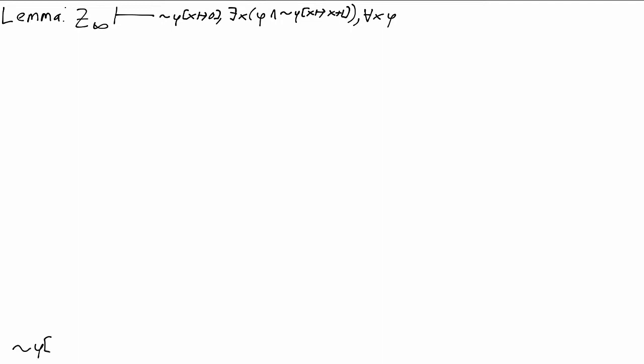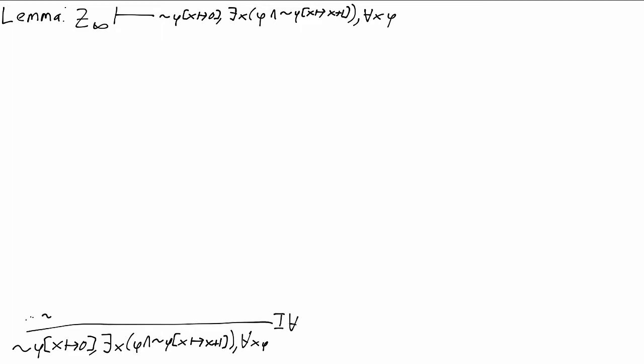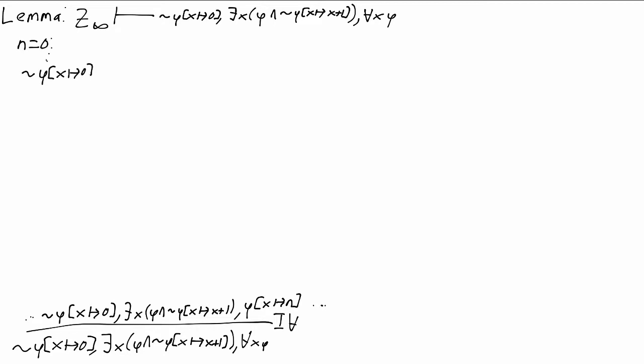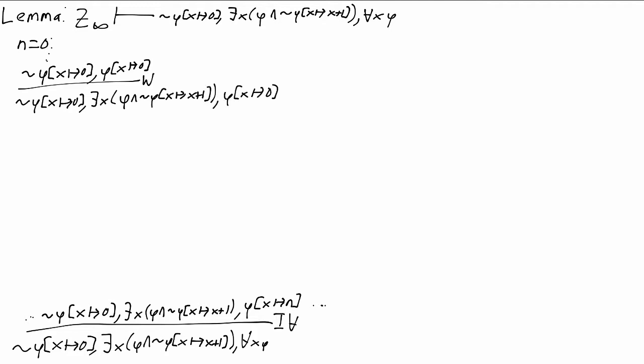Working backwards, we're going to want the last rule to be for all introduction. So we need to find, for each n, a deduction of not phi of 0, comma, there's an x phi but not phi of x plus 1, comma, phi of n. Naturally, since this is the induction axiom, we'll find this deduction by induction on n. When n is 0, we have a deduction of not phi of 0, comma, phi of 0. And then we can use weakening to add this extra, there is an x so that phi holds of x, etc.